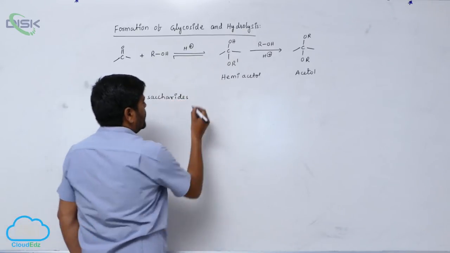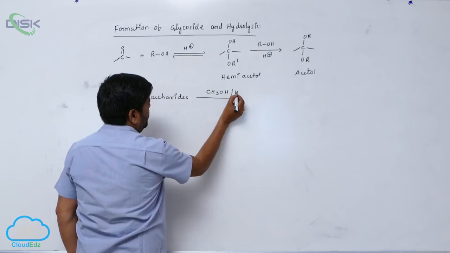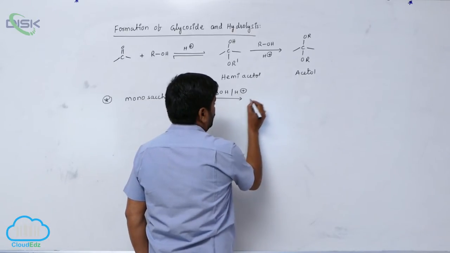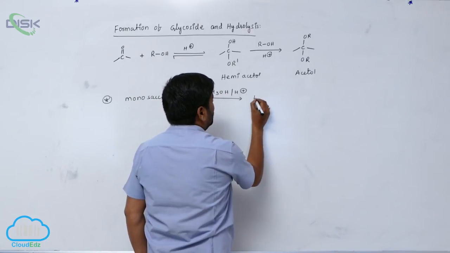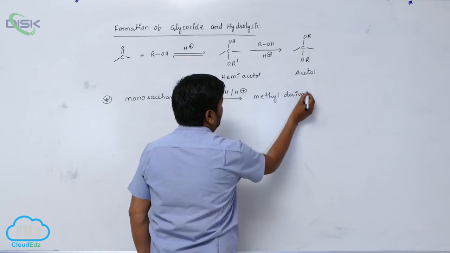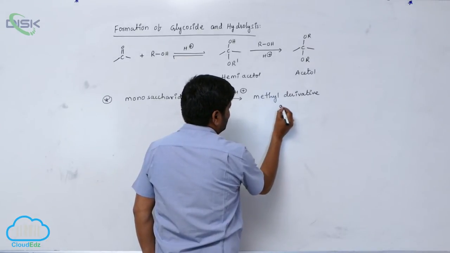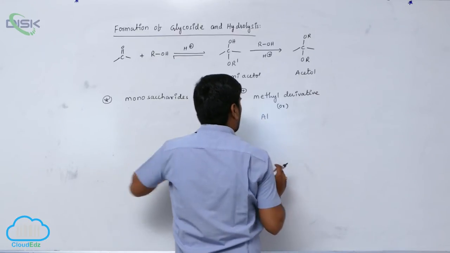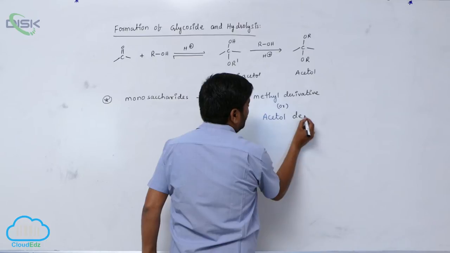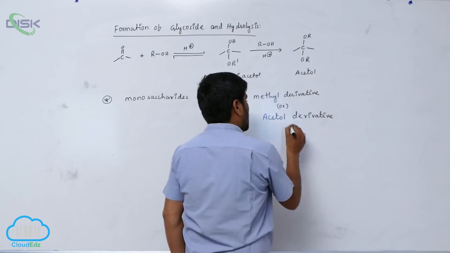Now, monosaccharides react with alcohols in presence of acid medium to form methyl derivatives, known as OR acetal derivatives. The formation of acetal derivatives is known as glycoside.